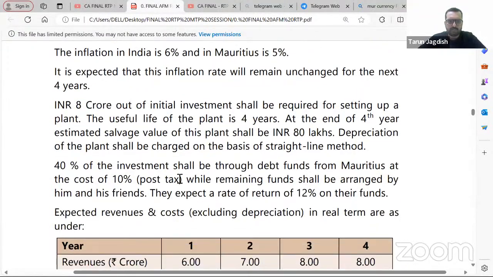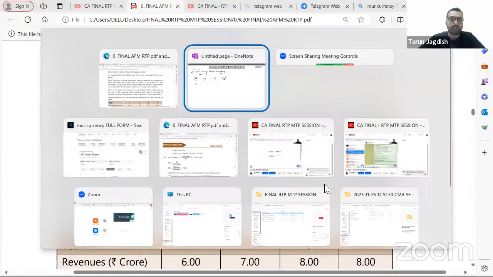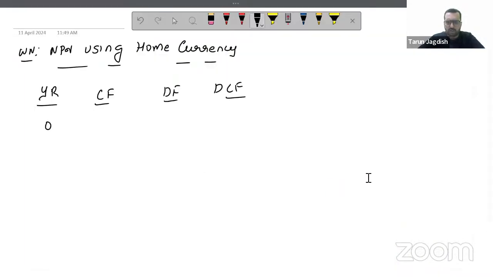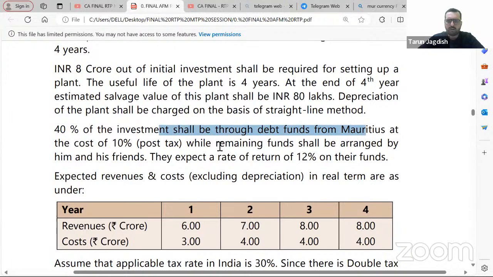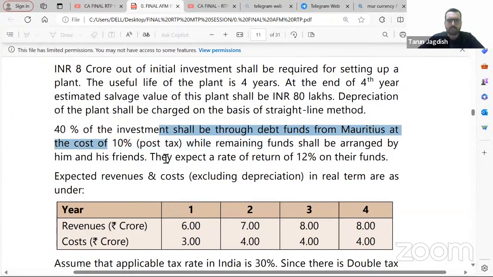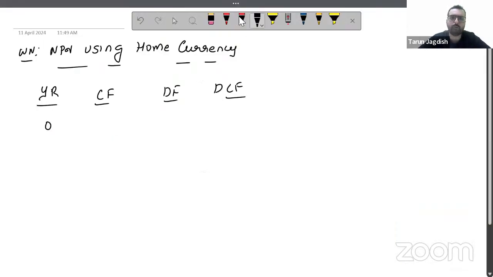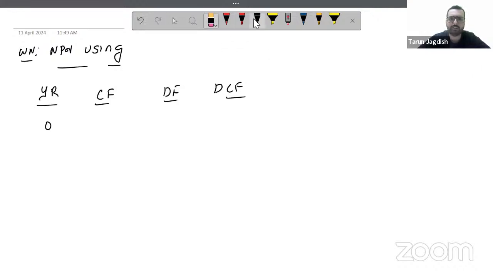Rate of return is 12%. No, we found out the 12%. WACC, right? Is that in India or in Mauritius? It is in Mauritius, friends. So we have found out the WACC in Mauritius. So we need to have our cash flows also in Mauritian rupees only, using the foreign currency approach.